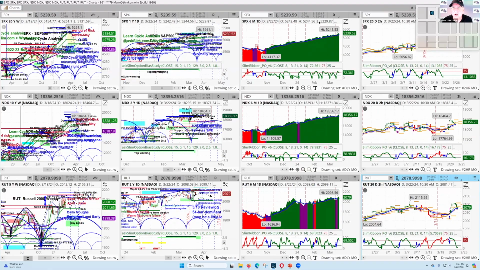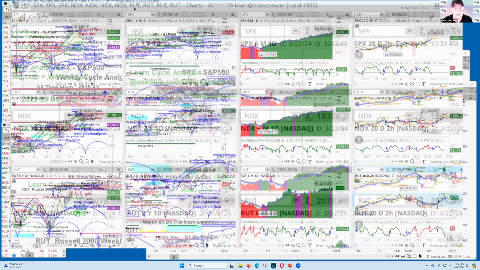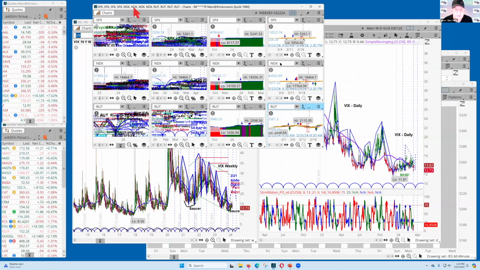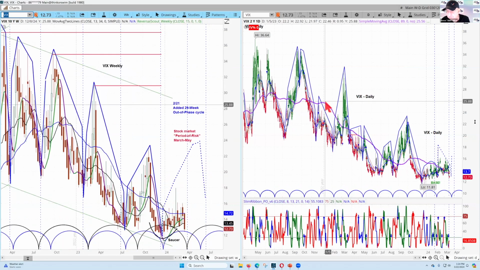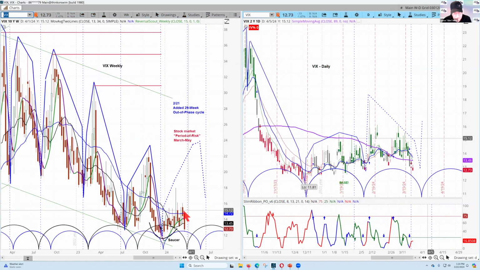I want to talk about the VIX right now because it's so important to this analysis. This is the VIX weekly on the left. This is the VIX daily on the right. We have talked about this 29-week cycle right over here bottoming sometime right over where we are now time-wise, and then getting an upward spike here in the VIX. In other words, the decline in the market. This takes you out into that May time period right over there.